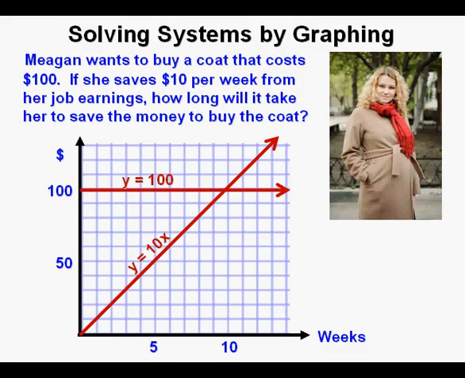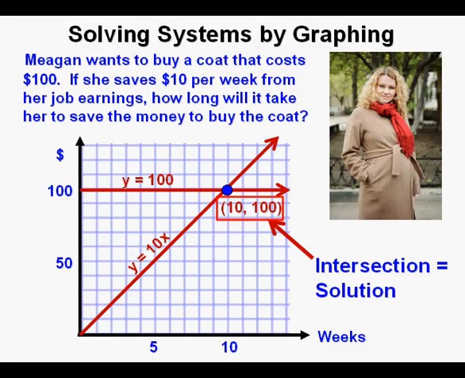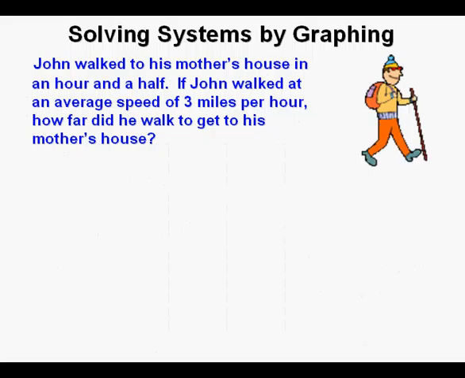And the place these lines intersect is here at the point (10, 100). So the answer to the question is 10 weeks. Megan will have saved $100 after 10 weeks. Here's another system of equations we looked at about John walking to his mother's house. Here the coordinate grid is prepared for graphing.